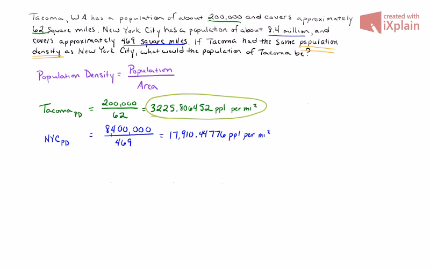However, if you hop on over to New York, within that same amount of land, so within 1 square mile, we should actually run into around 17,911 people. Because New York's number is so much bigger, so I'm seeing so many more people within 1 square mile, that's telling me that I need to figure out how many more people I need to convince to move to Tacoma in order to make that density identical.